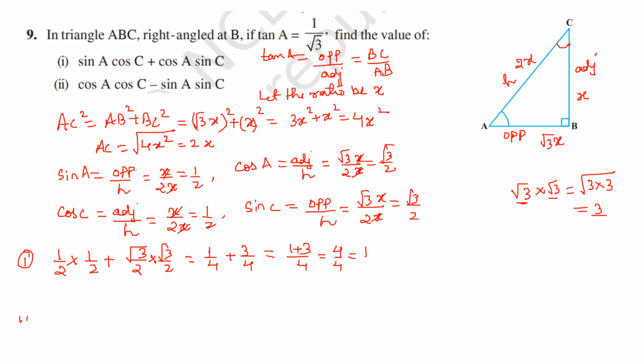Now the second part, cos A cos C. Cos A is root 3 by 2, cos C is 1 by 2, minus sin A is 1 by 2 and sin C is root 3 by 2. So it is root 3 by 4 minus root 3 by 4, it is 0. Okay, so second part answer is 0. So though the question is looking like it is little lengthy, but it is very easy. You can do by yourself easily. Just you have to follow the step by step method. Now moving to question number 10.